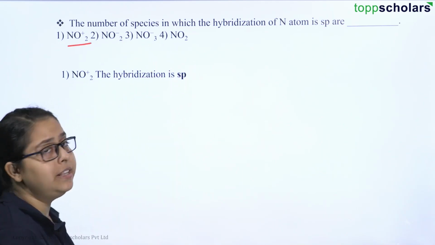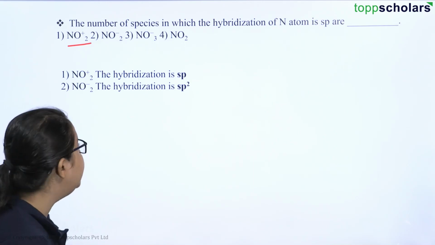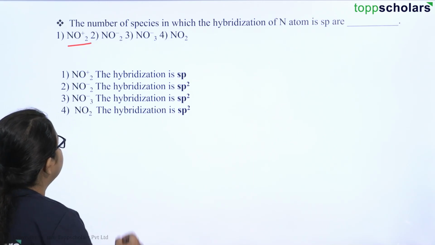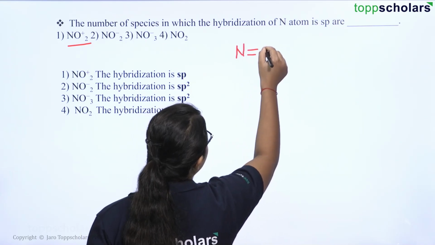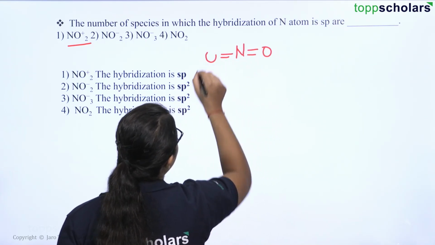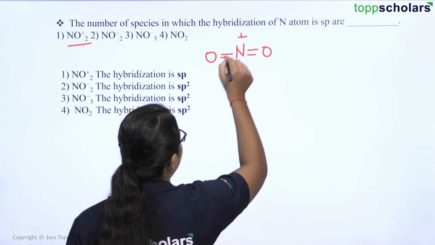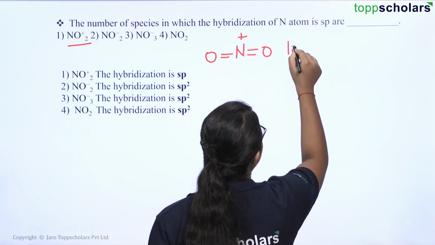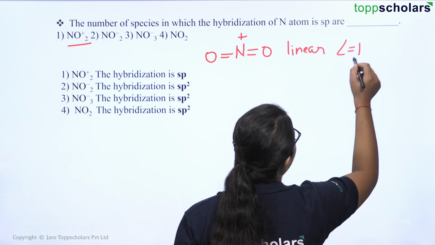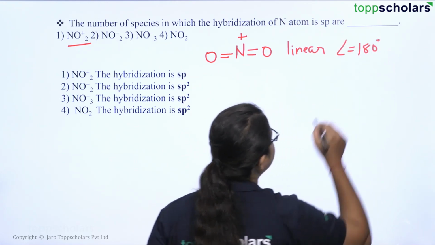The rest are having the hybridization of sp2, as you can see over here. So for this NO2 plus, the structure is like this. N is doubly bonded with 2 oxygen atoms and there is a positive charge. So as you can see, this molecule is linear, right? And the bond angle is equal to 180 degree.